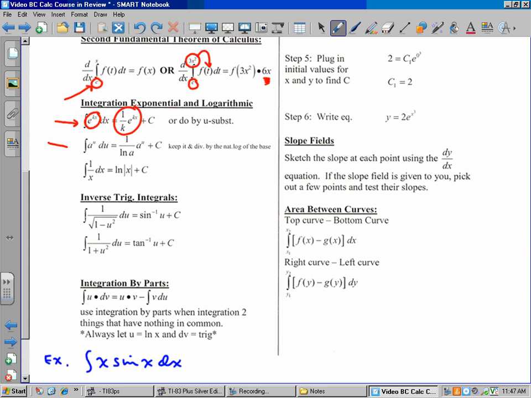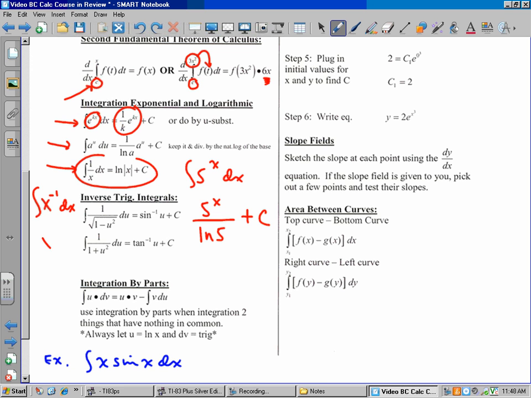When we integrate, say, 5 to the x power, that would be keep it and then divide by the natural log of the base and then add c. When we integrate 1 over x, that is the natural log of the absolute value of x. Do not integrate 1 over x like that. Why? Because when you add 1 to the exponent and then divide by the new exponent, you're in trouble.